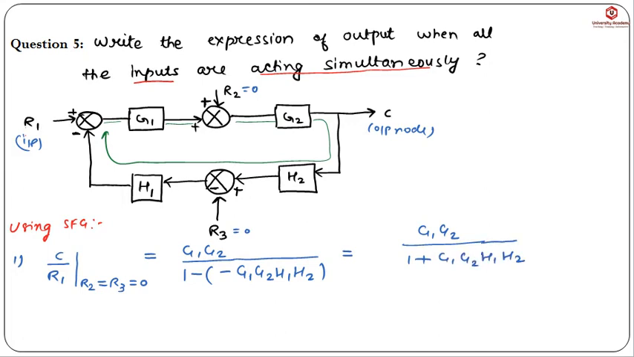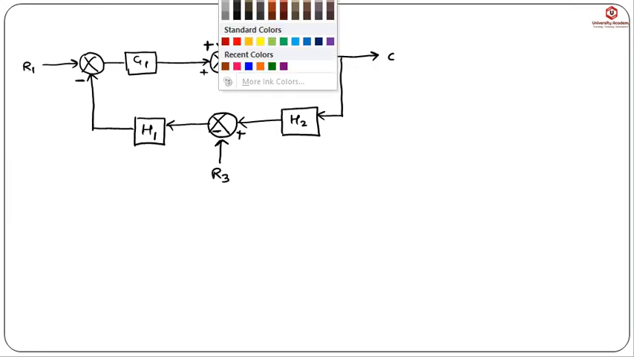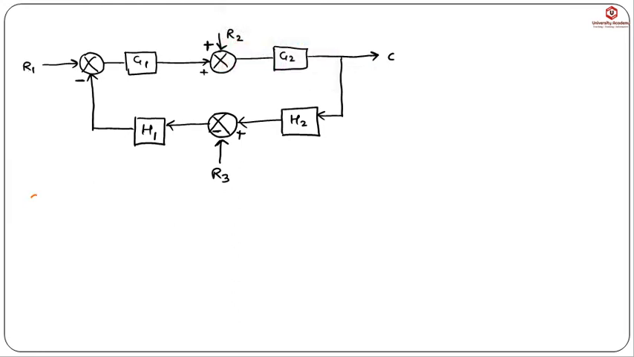Similarly, we can calculate the transfer function for the R2 input. Now let us calculate C by R2 when the other inputs, R1 and R3, are equal to 0. Okay, so now this R2 is the input and this C node is the output node, and R3 is equal to 0 and R1 is also equal to 0. So here between input and output there is only one forward path which is this. Okay, so this is the forward path and the gain of this forward path is 1 into G2.